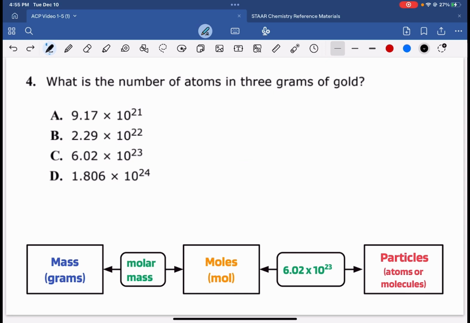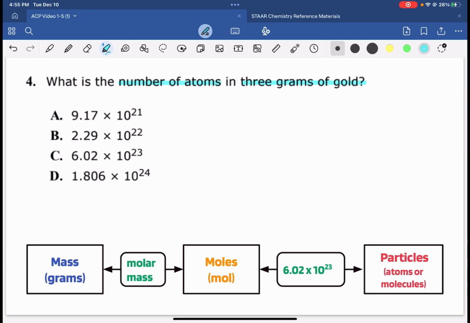Okay, question number 4 says, what is the number of atoms in 3 grams of gold? I've put your conversion chart below. This will not be given to you on the ACP. It is something that you need to memorize, but it is a helpful tool when doing your conversions, okay? So we're going to go through and highlight the important information. They're asking for the number of atoms in 3 grams of gold, okay?